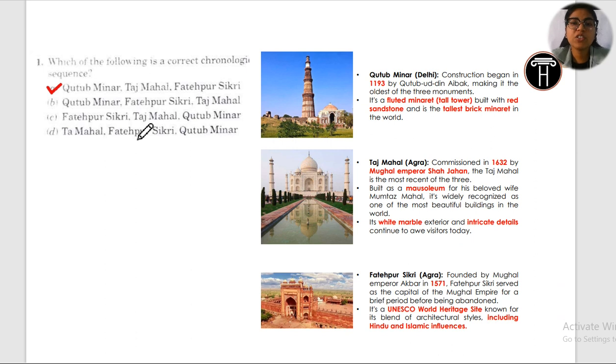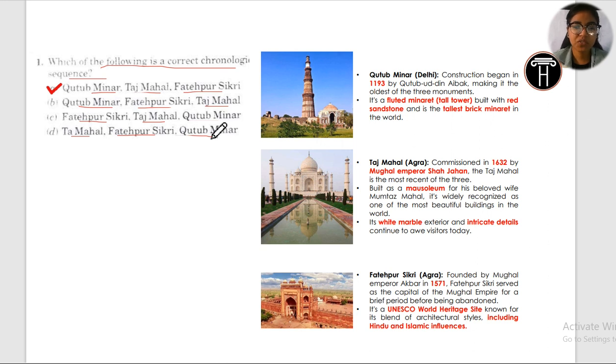So starting with question number 1. The question is saying, which of the following is the correct chronological sequence? The options given: first one we have Qutub Minar, Taj Mahal, Fatehpur Sikri, and the second one we have Qutub Minar, Fatehpur Sikri and then Taj Mahal. In option number C we have Fatehpur Sikri, Taj Mahal, Qutub Minar. In option number D we have Taj Mahal, Fatehpur Sikri and Qutub Minar. So on the basis of some reasons you have to find some chronology.